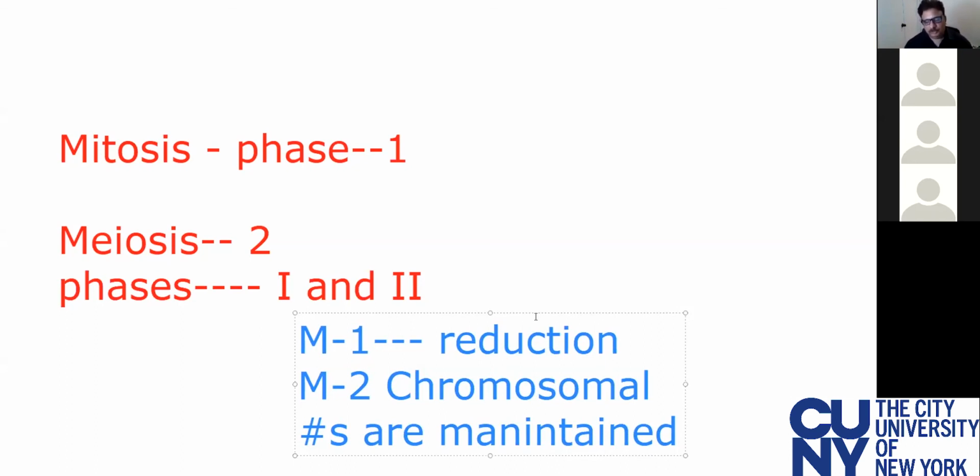Where does reduction occur, meiosis one or meiosis two? Reduction occurs in meiosis one. What happens in meiosis two? The chromosome duplicates. I will not go into the details of meiosis now, but I will come back to meiosis as we go into more questions.